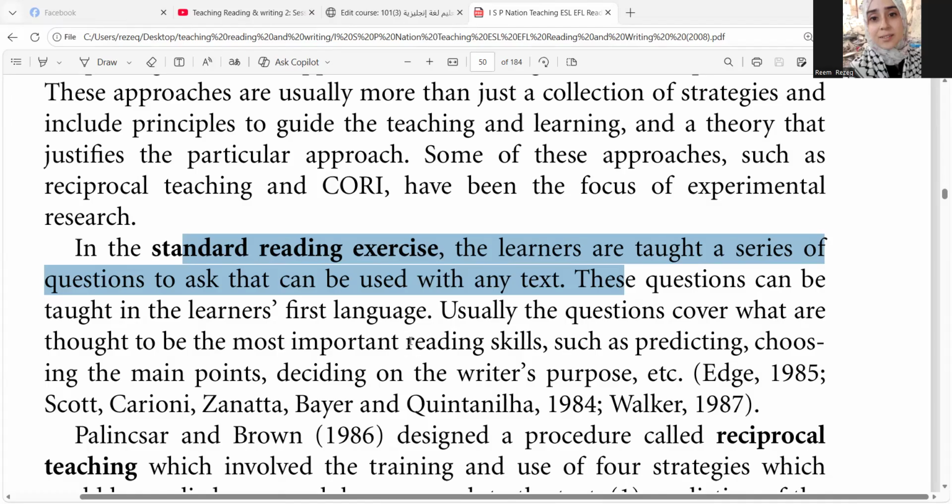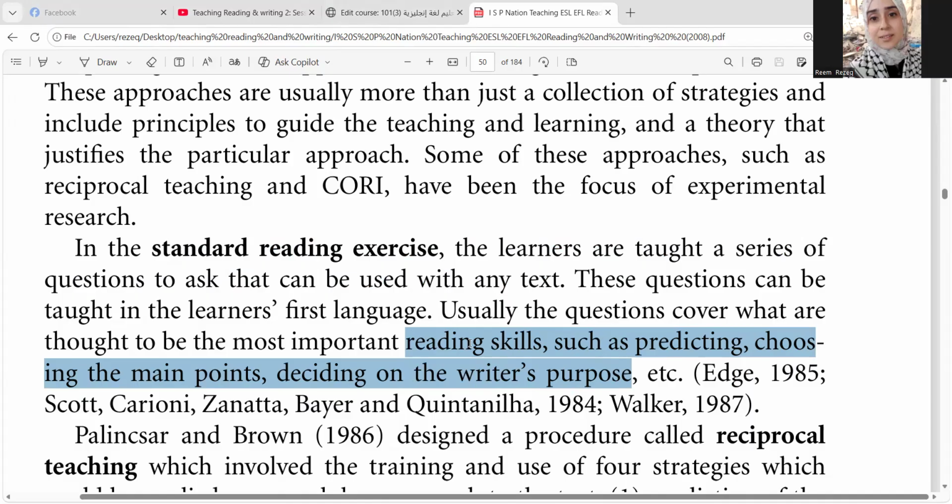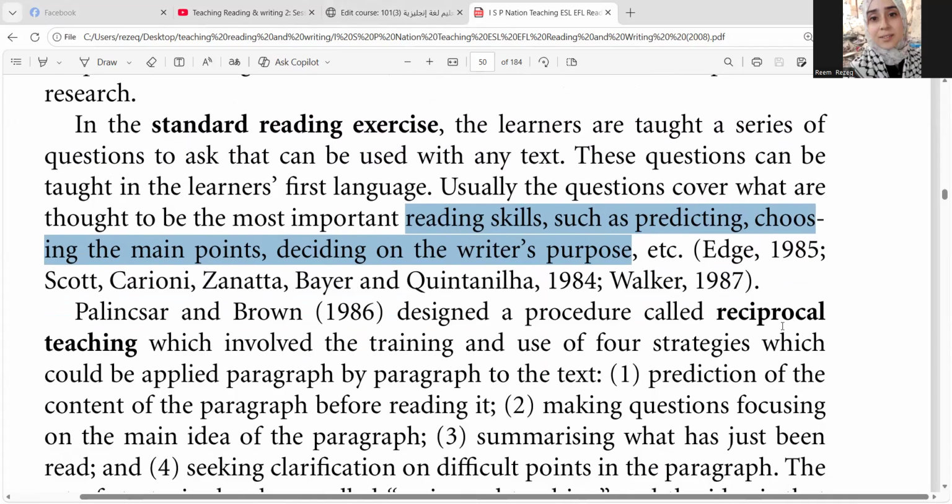So I want you to focus here. Reading skills include predicting, choosing the main points, deciding on the right purpose. Okay. Moving to reciprocal teaching.